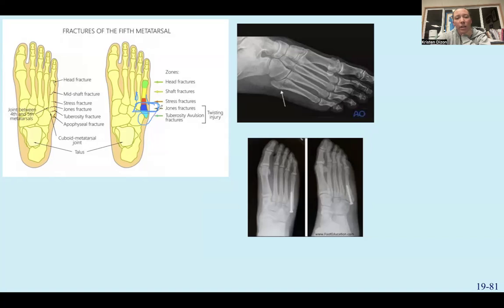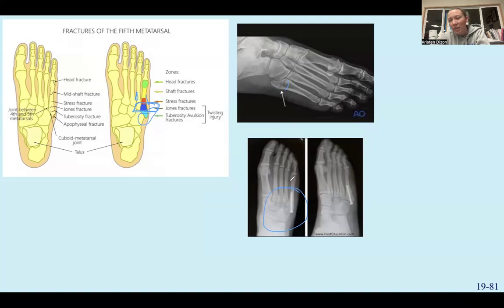You can get an avulsion or a fracture right here at the tuberosity, but that, while an issue, I'm more concerned about this Jones fracture, which is where a lot of these fifth metatarsals are broken. You can see right here, that's that line right there. And this would be how you surgically fix it. So you stick a screw right through it.